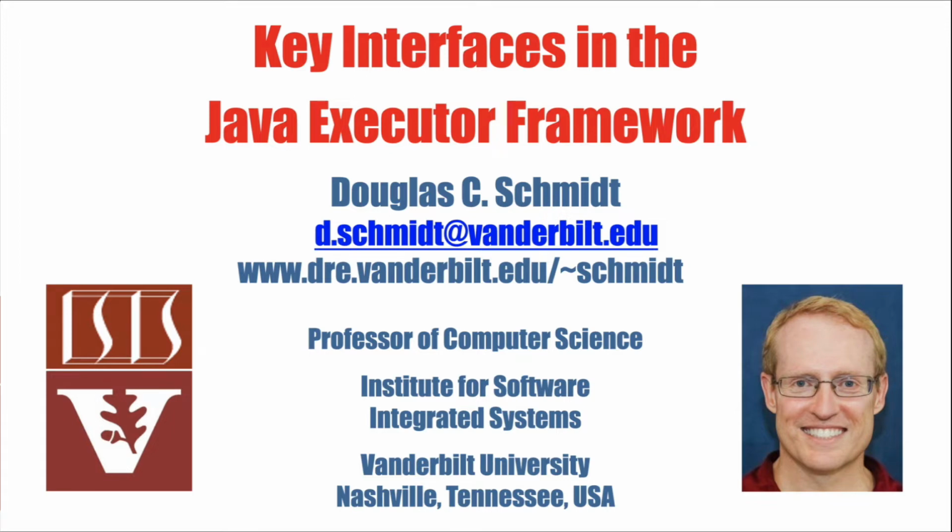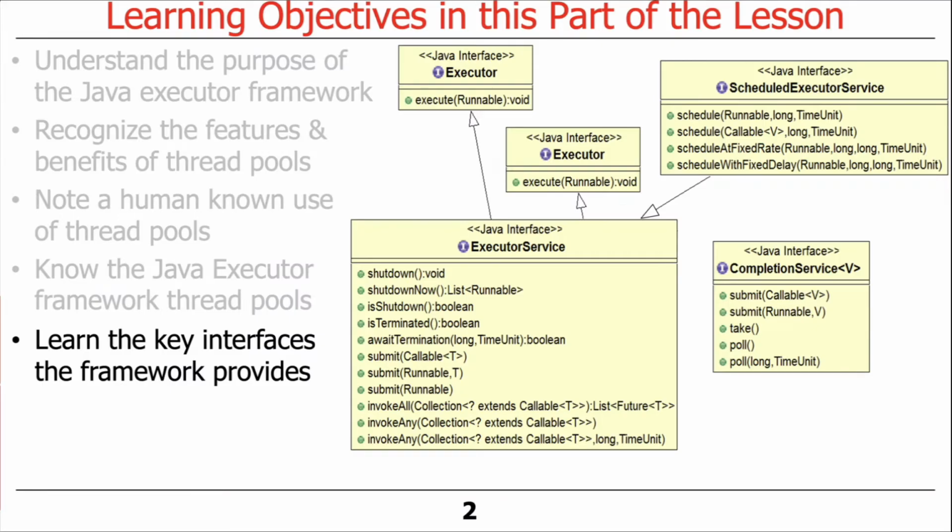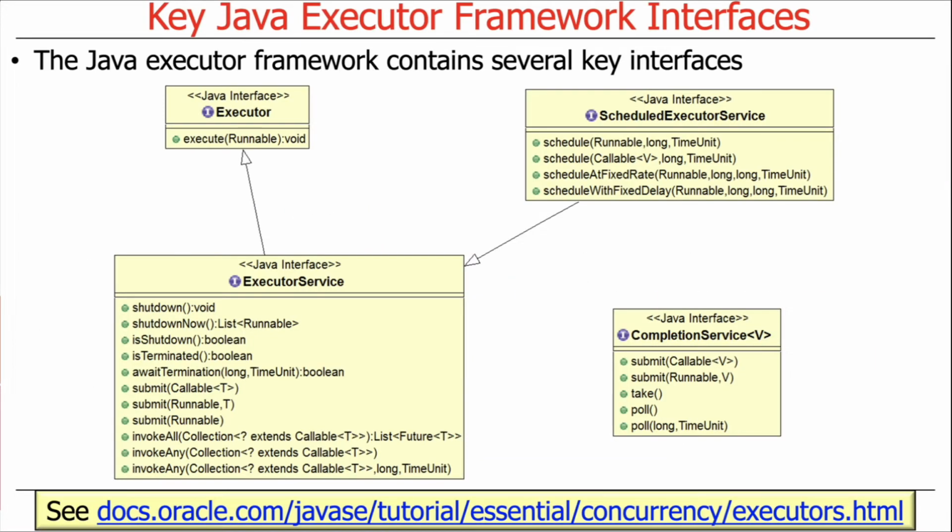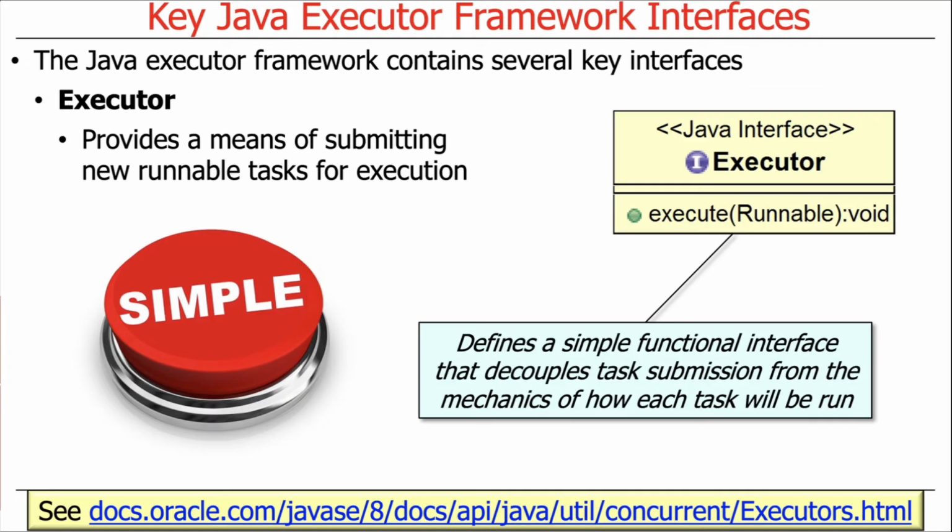So we're going to continue our discussion of the Java Executor framework, transitioning to coverage of key interfaces that it provides. There's a lot of different interfaces, a lot of different classes, a lot of different abstract classes in the Java Executor framework, but there's some that are more important than others to get a sense of the overall architecture. So we'll take a look at the key interfaces. As you'll see here, they're Executor, Executor Service, Scheduled Executor Service, and Completion Service. And some of these interfaces are related to each other, some are not.